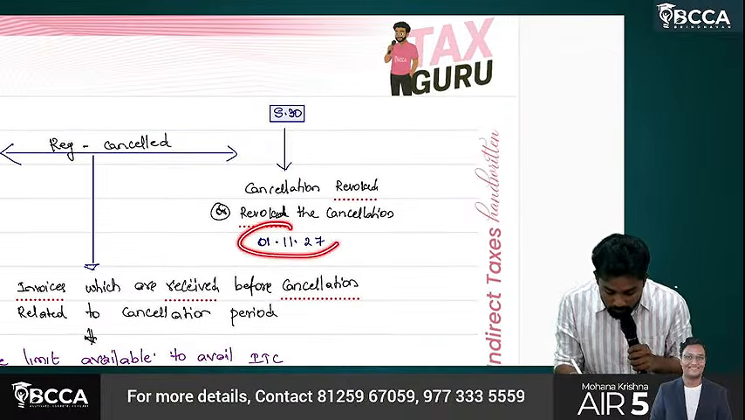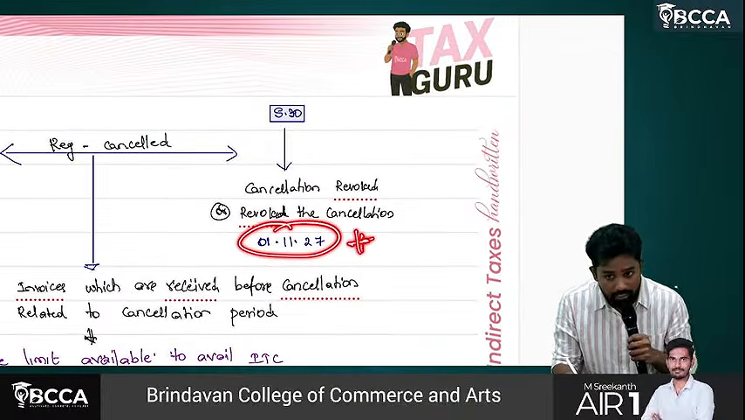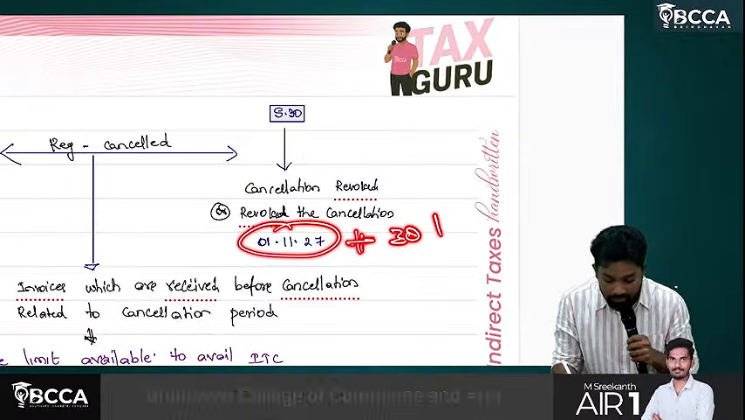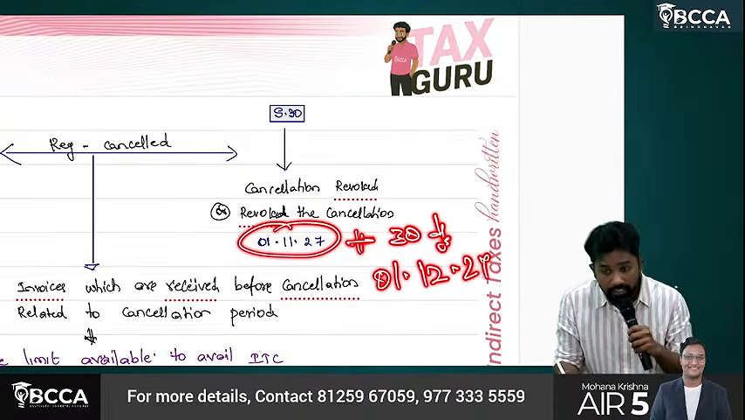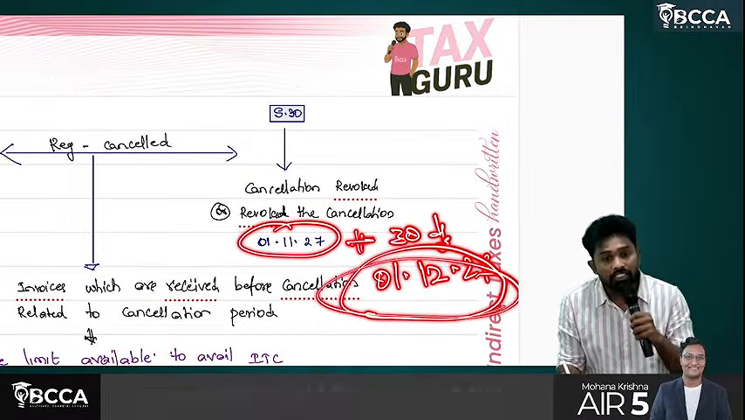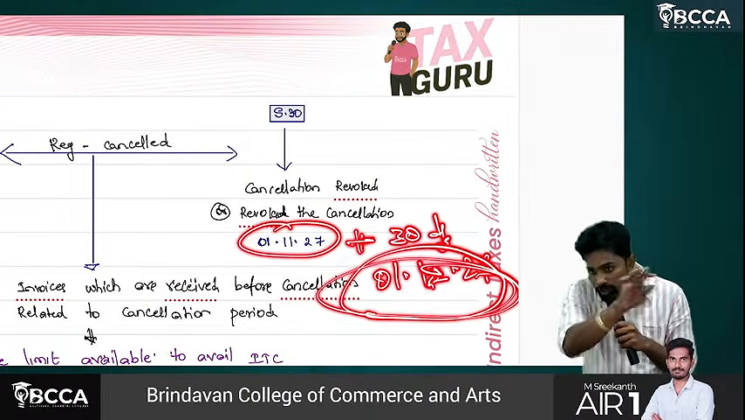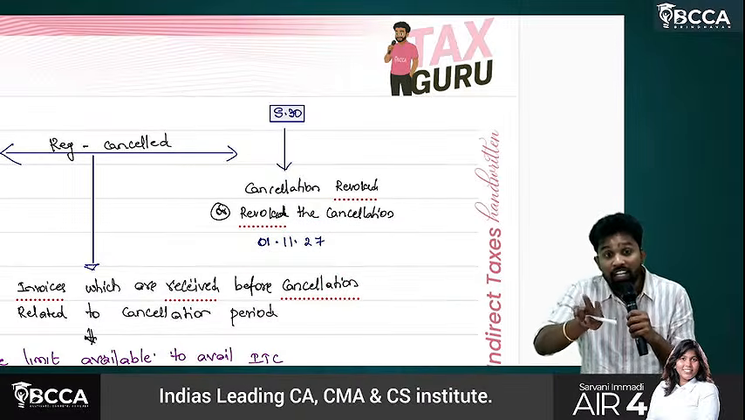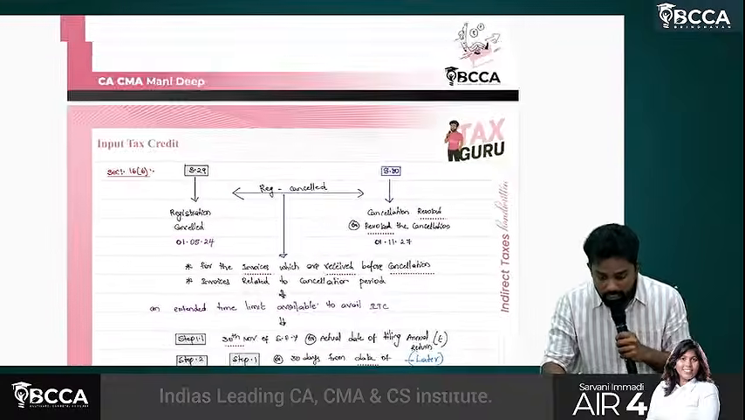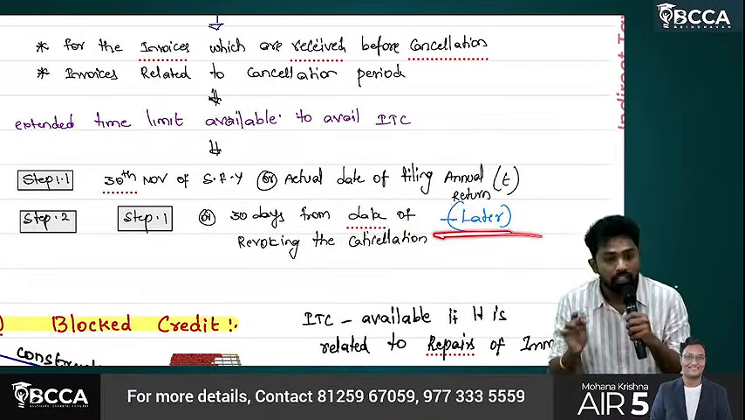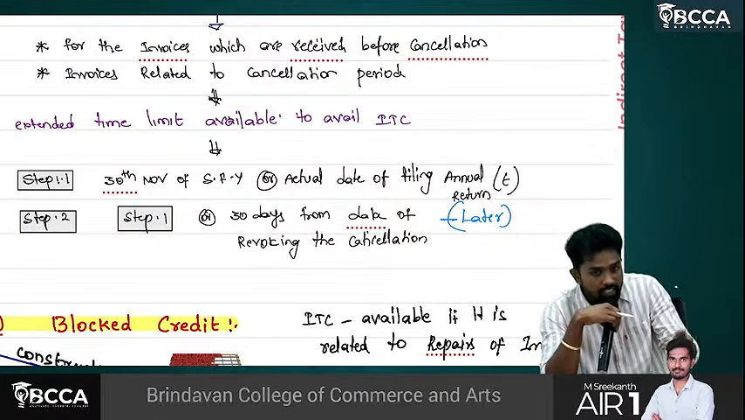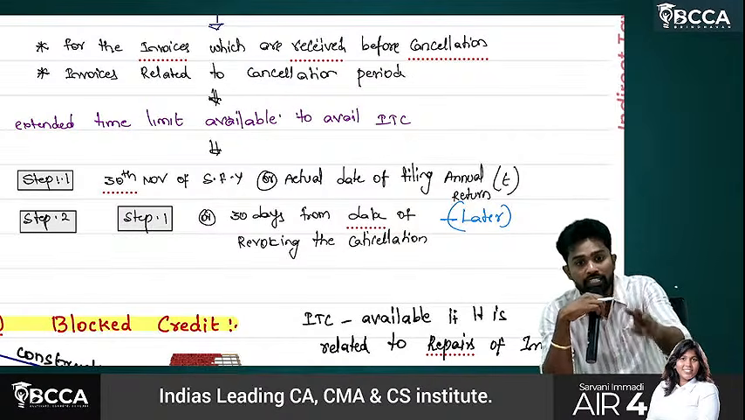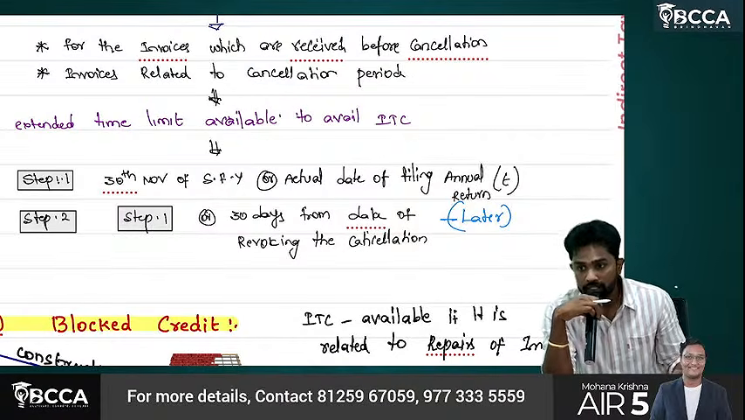Sir, 1st November 2027 is there, na? Revocation day, plus add 30 days. 30 days now, what? Till 1st December 2027. Either this day or the normal calculation day, whichever is later will be the time limit. I mean, even though the time period expires, from the date of getting back his registration, he has 30 days time to get his ITC.